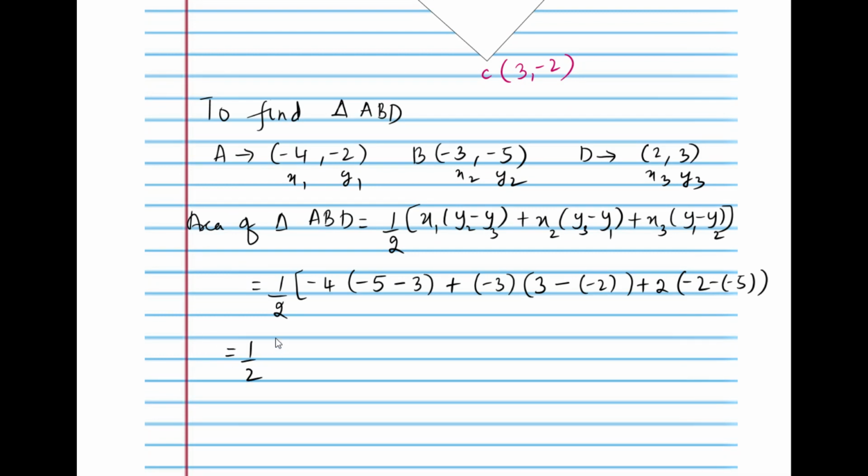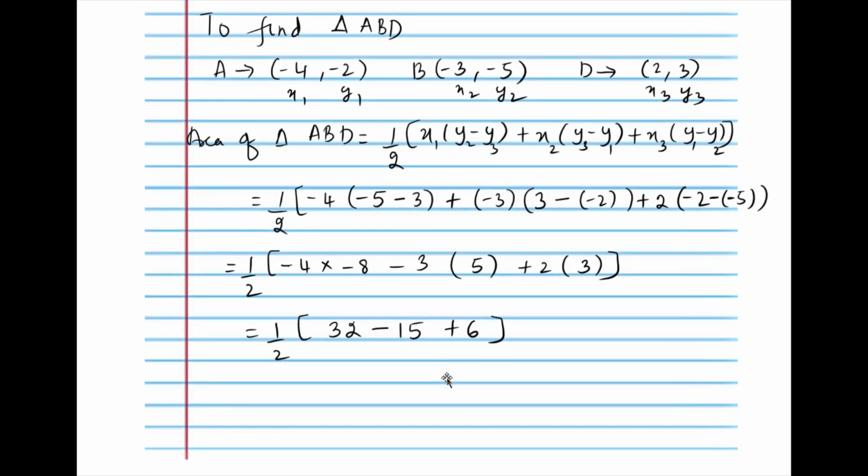We get half into -4 into -5 minus 3 is -8, plus into -3 into minus into minus, plus 3 plus 2 is 5, plus 2 into minus into minus, plus we get -2 plus 5 is 3. Therefore half into minus into minus plus, 8 4s are 32, plus into minus minus, 5 3s are 15, plus 2 times 3 is 6.